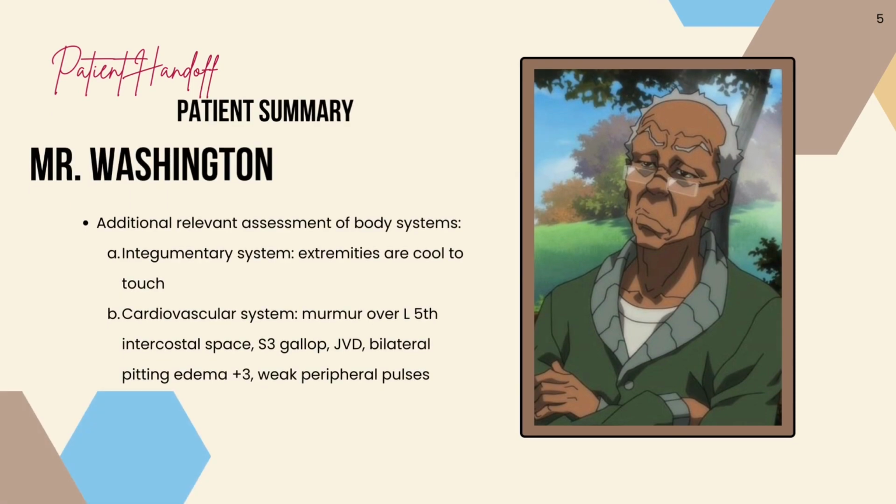Continuing with patient summary, we performed additional assessment relevant to diagnosis. It includes as follows: upper and lower extremities are cold and clammy upon touch, cardiovascular findings of murmur over the left fifth intercostal space, an S3 gallop, jugular vein distension was observed or JVD, bilateral pitting edema in the lower extremities measured at +3, and Mr. Washington has weak peripheral pulses.